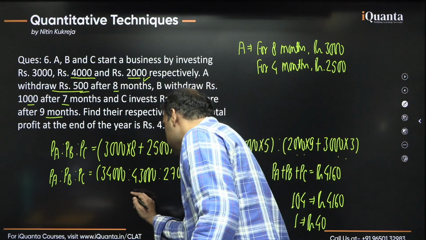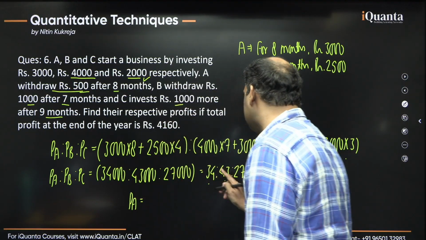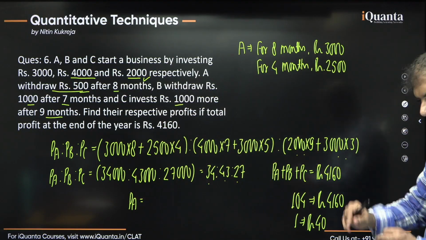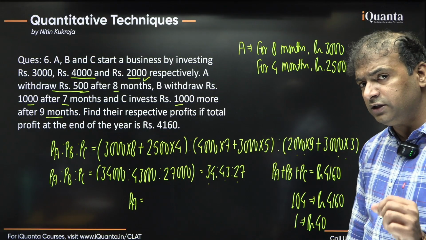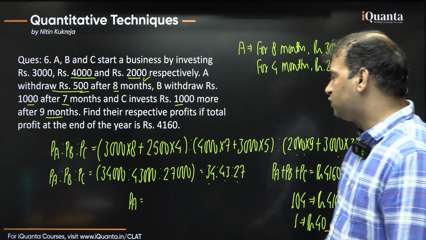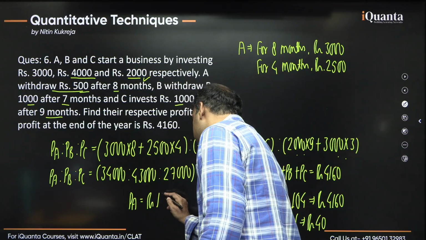So let's write the profit of Mr. A, which is 34. 1 is equivalent to 40, so 34 is equivalent to how much? We shall say 34 into 40. Now 34 into 4 is how much? 120 plus 16, so 136, and 1360.